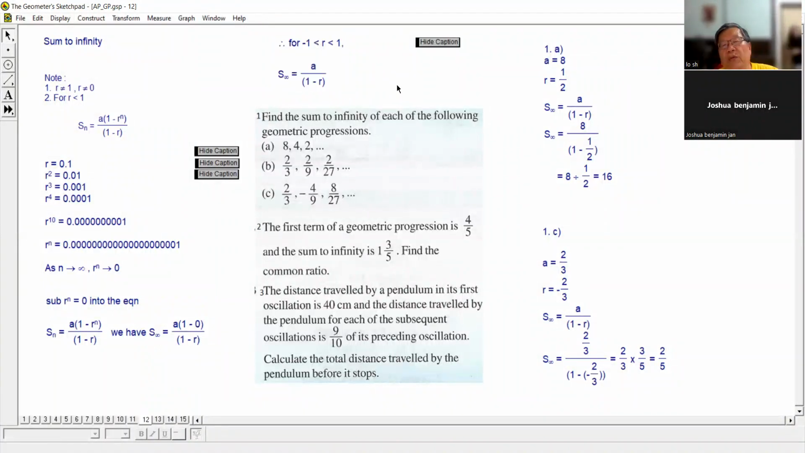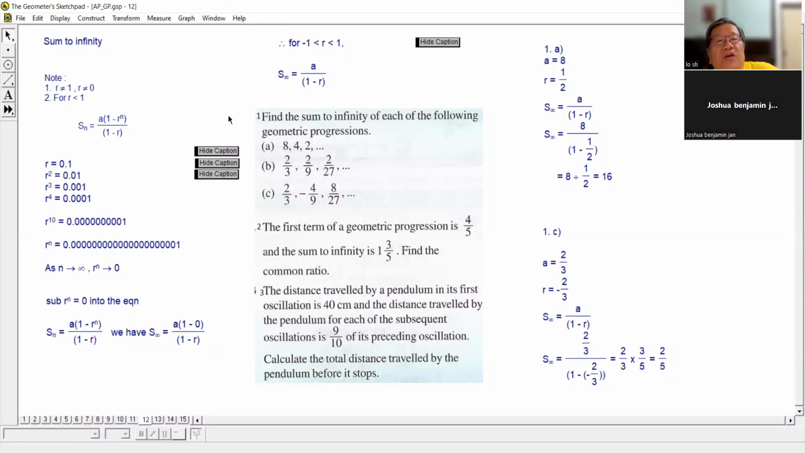Now, this means that if we want to find all the numbers until infinity, we can use this formula. S infinity equals a over 1 minus r. That's all. No more n there. Why is there no more n? Because the n is a very big number already. If n is a very big number, then that r to the power of n is zero. So we only have this one, a over 1 minus r.